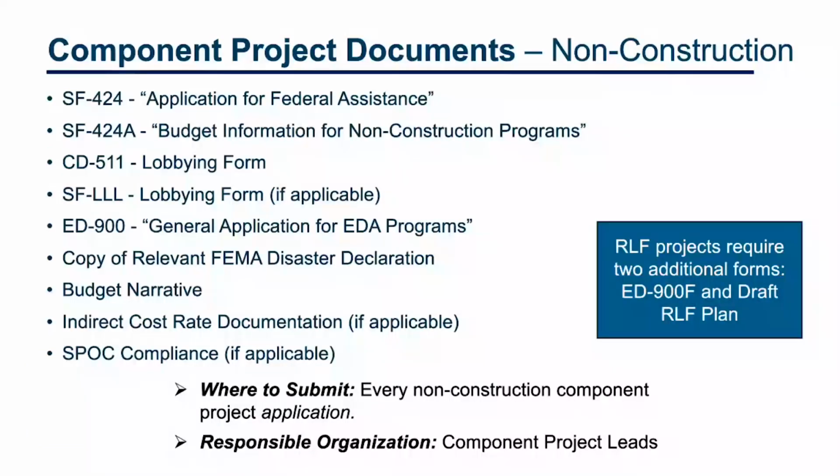All right, so now moving forward, we're going to talk about the component project documents. So we talked about the coalition-wide, now we're going to talk about specific project documents. For non-construction projects, this is the list of the different forms and items that are required to be submitted per component project. So if you have 5 projects, you'll need to submit all of these documents 5 times, once per project. Some of these you'll note are if applicable.